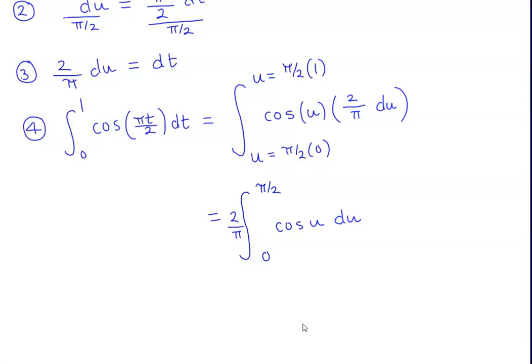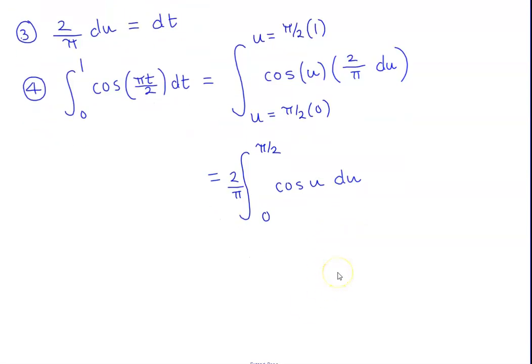Okay, so now we're going to take the antiderivative of the cosine of u. And the antiderivative of the cosine of u is sine u. So we're going to have 2 over pi times the sine of u, and we're going to evaluate it from the lower and upper limits of 0 and pi over 2.